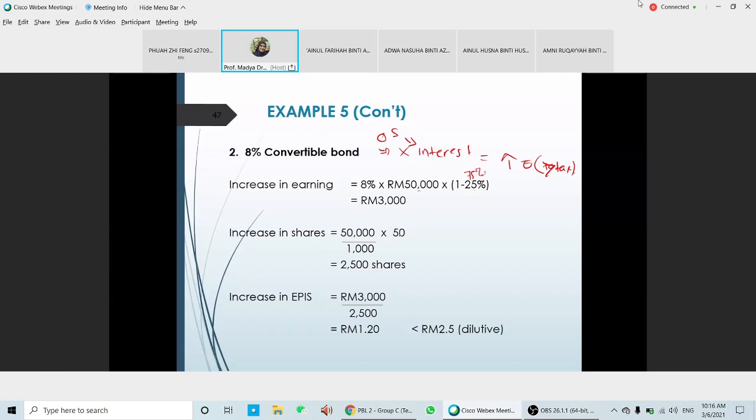So 50 divided by 1,000 times 50, you're going to have 2,500. So 3 ringgit divided by 2,500 here is 1 ringgit and 20, so lower than the basic, so it is considered as dilutive. Remember that when you answer the question for the EPS, you need to state whether that one is dilutive or anti-dilutive. In this case, you have 1 ringgit and 20 compared with the basic here. The basic is higher, so you're going to have a dilutive here, 1 ringgit and 20 for the bonds.